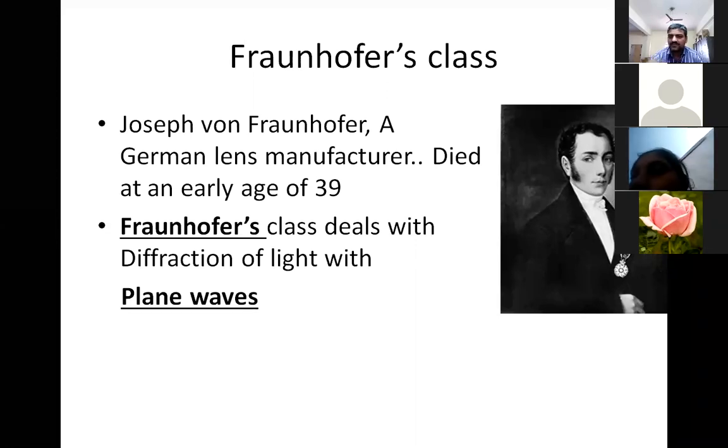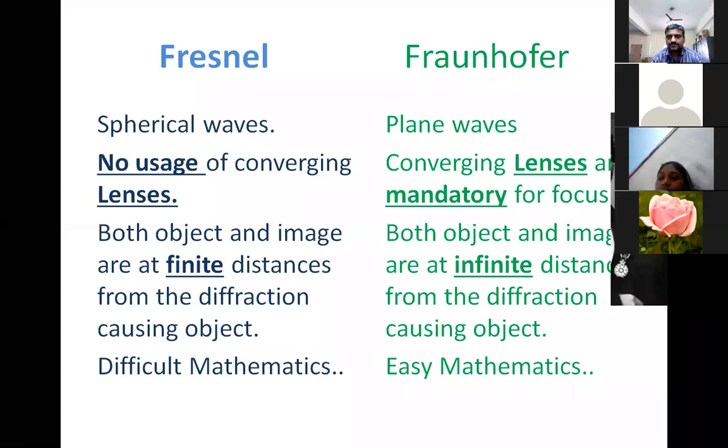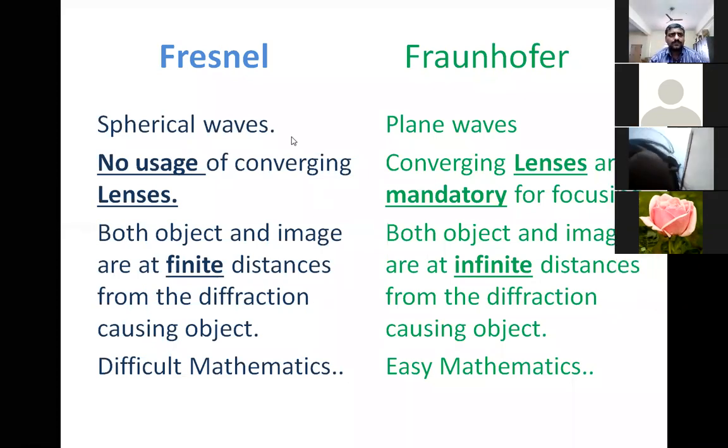So we are going to have the discrimination also. Please try to understand, Fresnel means spherical waves, Fraunhofer means plane waves. So here I have classified both of them. In Fresnel's class, on the left-hand side, you have spherical waves, and in Fraunhofer class you have plane waves.